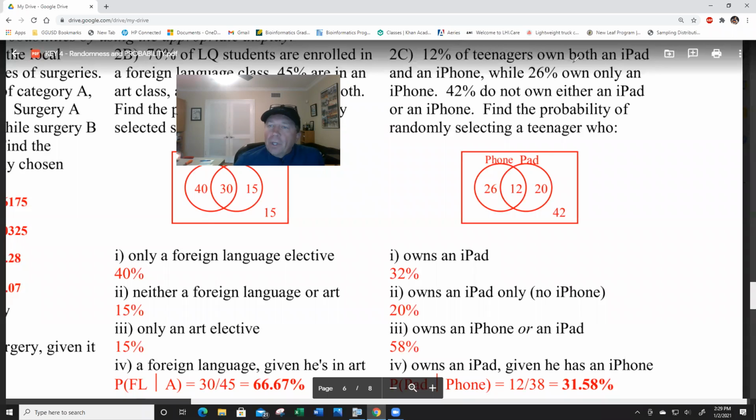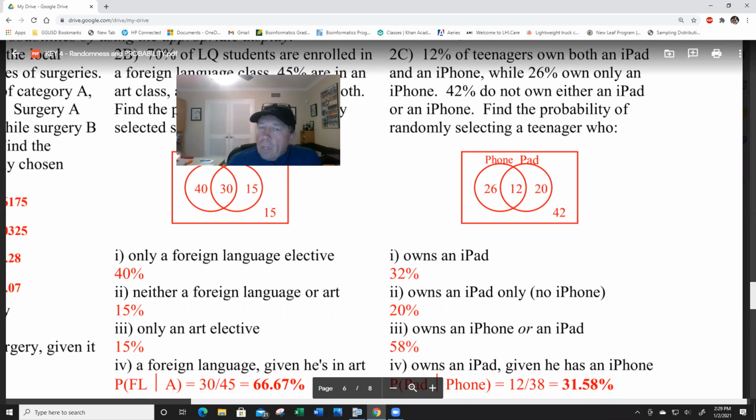12% of teenagers own both an iPad and an iPhone. Well, 26% only own an iPhone. 42% do not own either an iPad or an iPhone. Find the probability of randomly selecting a teenager who owns an iPad. Fine. Okay. Let's just start with this.